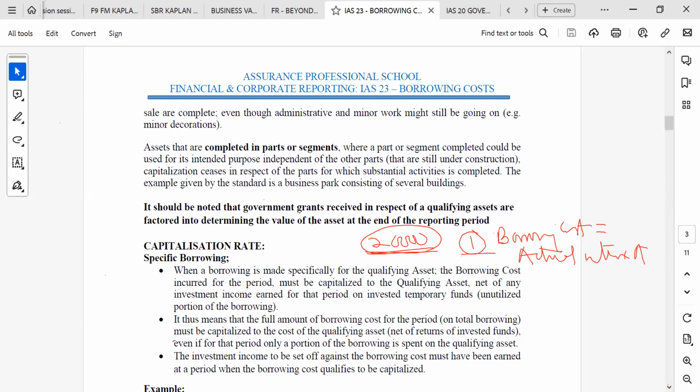So you can decide to use 5,000 first. But if the interest is 10%, it means that you are taking the 20,000 fully for the construction of the asset. If not for the construction, you won't take the 20,000. So you charge 2,000 as the actual interest, if it is a full year.